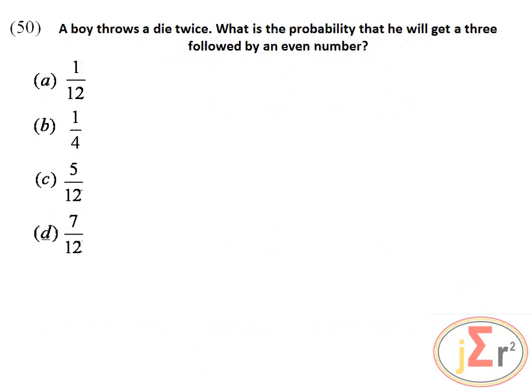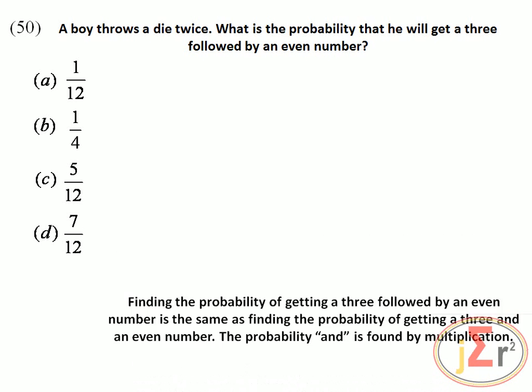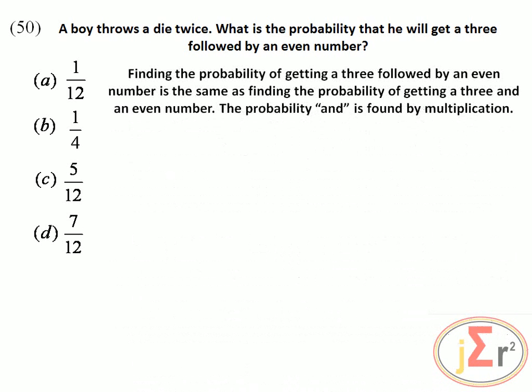A boy throws a die twice. What is the probability that he will get a 3 followed by an even number? So throwing a die twice, what's the probability that he will get a 3 followed by an even number? Finding the probability of getting a 3 followed by an even number is the same as finding the probability of getting a 3 and an even number. The probability of and is found by multiplication.